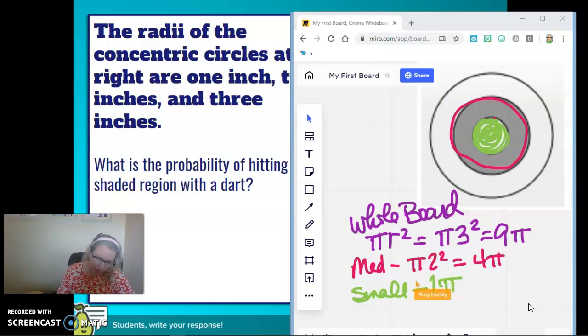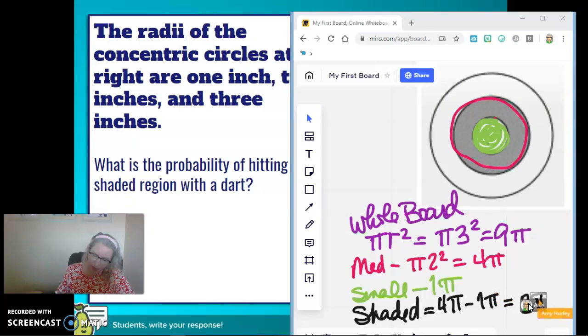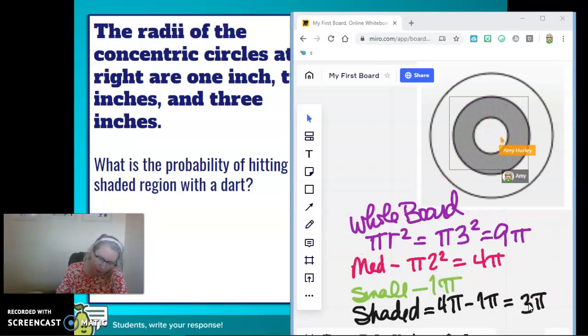Okay, so to find the shaded area, we're going to take the medium circle, 4 pi, and subtract the small circle, 1 pi, which gives us an area of 3 pi. So now we know that the area of the whole board is 9 pi, and the area that's shaded is 3 pi.